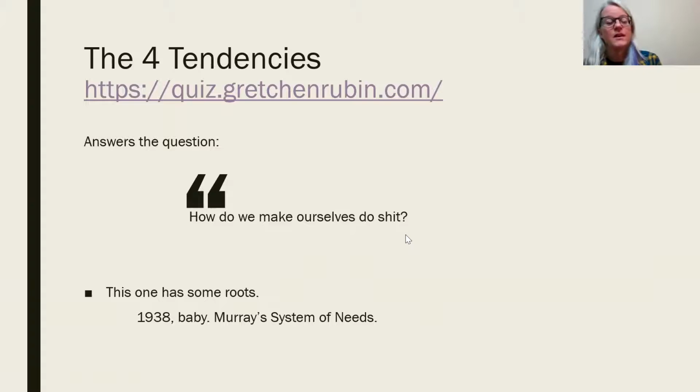But it shouldn't take more than like 3 minutes to take each of these quizzes. I didn't choose any that take a long time. If you want to take some that take a long time, if you're a maximizer, you want to find out all your types, then I have some slides for you at the end where you can find those resources.